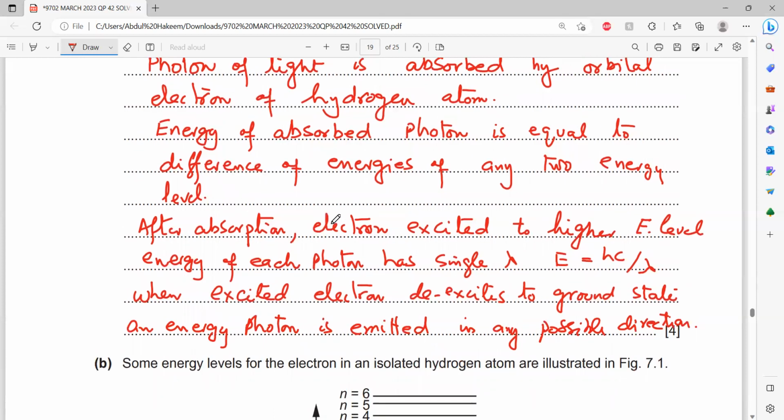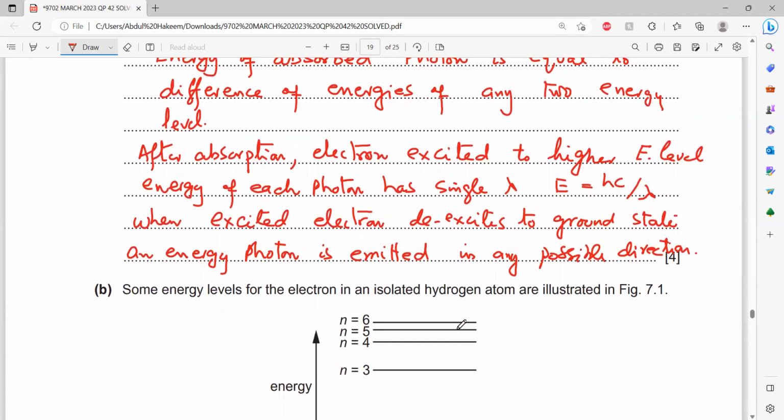So after absorption, the electron excites to a higher energy level. The energy of each photon has a single wavelength, E is equal to hc over lambda. When the excited electron de-excites to the ground state, an energy photon is emitted for each jump. A single photon is emitted in any possible direction. So one jump will emit one photon.